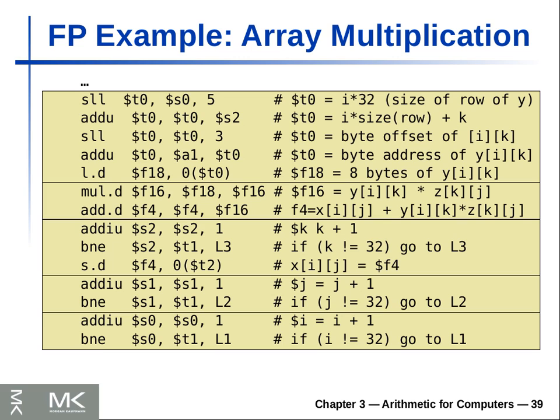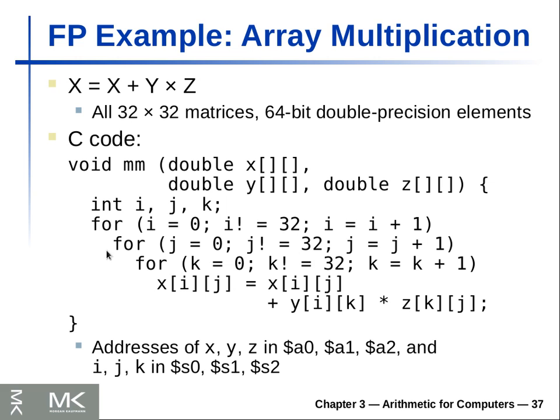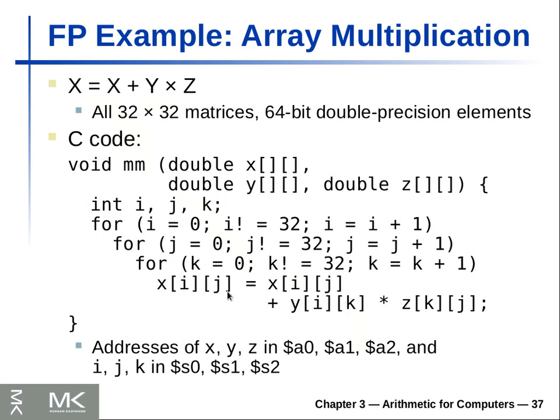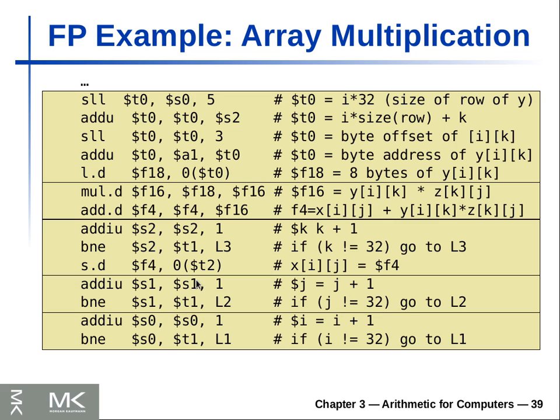Now you can do the multiplication. F16 will be Y sub I sub K times Z sub K sub J. And then you want to add that back into F4, which was storing X. So you just do F4 plus what we just multiplied here, and put that back into F4. And now let's see what they're doing here. S2, adding K. If it's not 32, go to L3, because that means we have to exit.